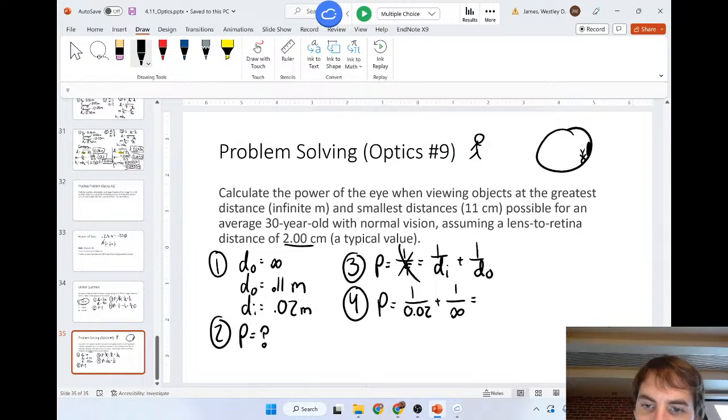And if you divide anything by a really big number, if you divide 1 by a really big number, it basically goes to 0. You can try that for yourself. Do 1 divided by a really big number and you're going to get 0. Very, very close to 0, when compared to the other number, it approximately is. So, the power of your eyeball, when viewing things infinitely far away, is positive 50 diopters.